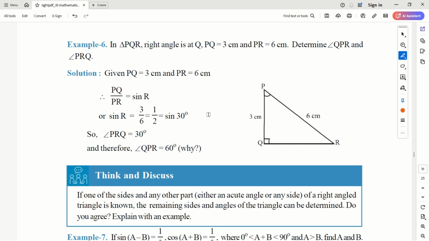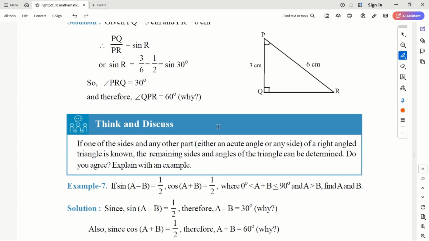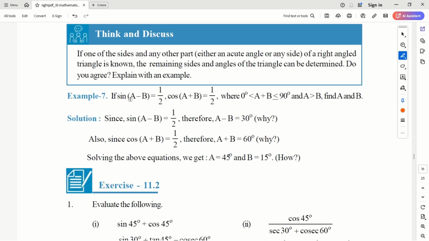Cos 60 is 1 by 2, right? Or you can use the angle R and then subtract, 90 minus R. That's what he has done here, but you can use cos theta. Cos P equal to 3 by 6, and 3 by 6 is 1 by 2. We know that cos 60 is 1 by 2, so P is 60 degrees. So yeah, this is fine, very simple thing.